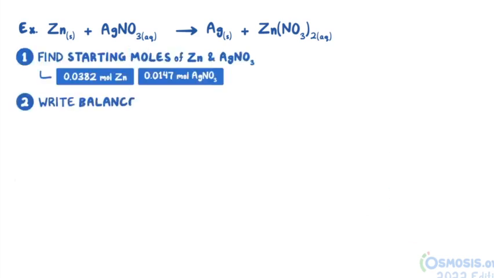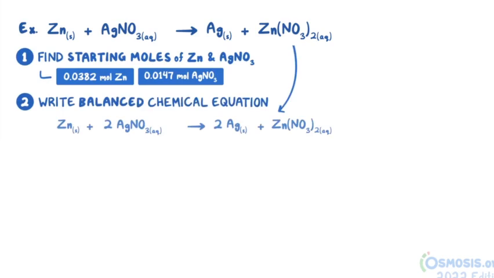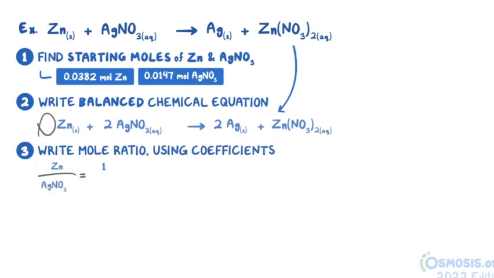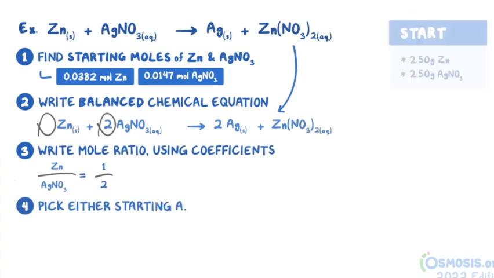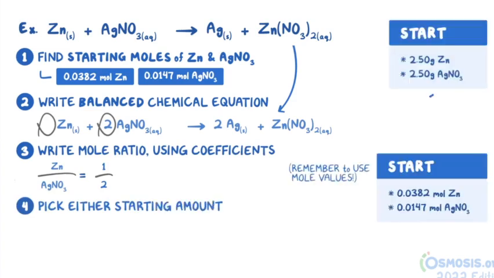Next, we write out our balanced chemical equation. Once again, we can start by writing down the mole ratio for this balanced chemical reaction, using the coefficients of the 2 reactants on the left side of this chemical reaction. Our next step is to pick either one of the 2 starting amounts of the reactants in our problem. Let's pick 0.0382 moles of zinc.